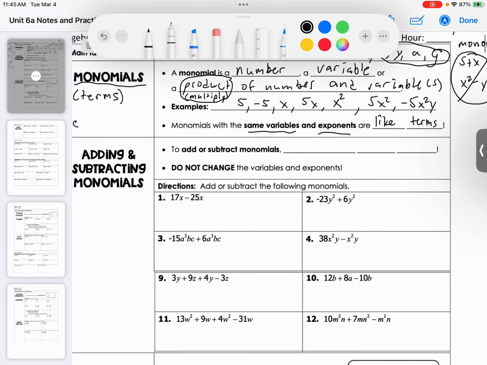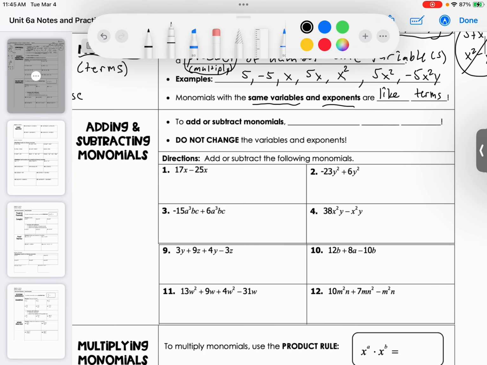What we're going to be looking at today is adding and subtracting monomials. That's one of our goals for today. And in order to do that, to add or subtract monomials, we're going to do what is called combine like terms. We're going to combine like terms. So we're going to make sure that they have the same variables and the same exponents. And then if they do, we will combine them by either adding or subtracting.